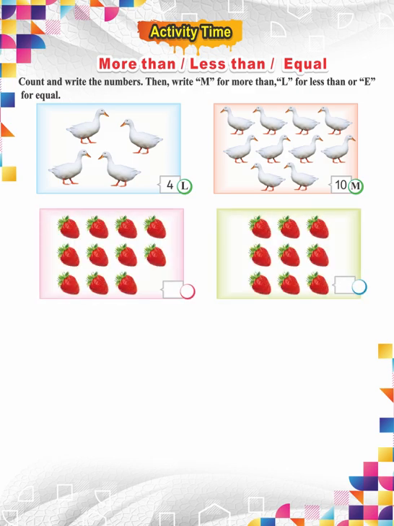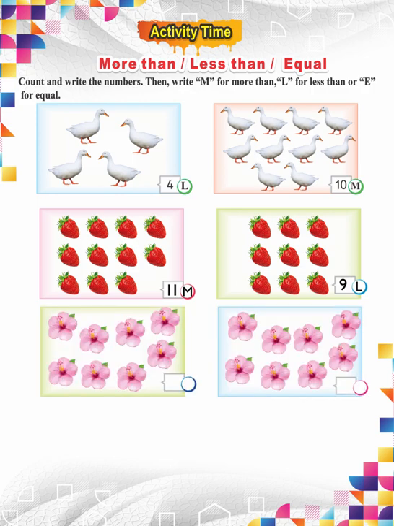In the second row, there are 1, 2, 3, 4, 5, 6, 7, 8, 9, 10, 11 strawberries in the left box, while there are 1, 2, 3, 4, 5, 6, 7, 8, 9 strawberries in the right box. Hence, write M for more than in the left box and write L in the right box for less than.